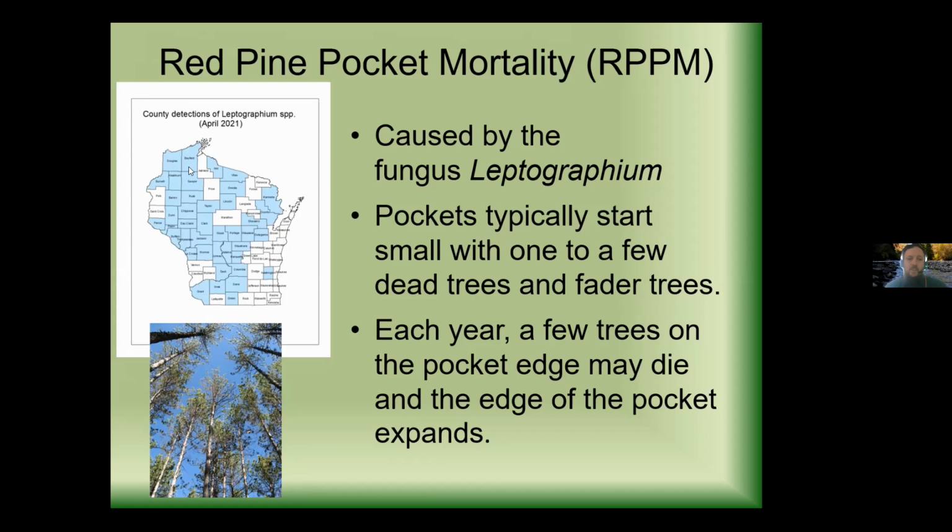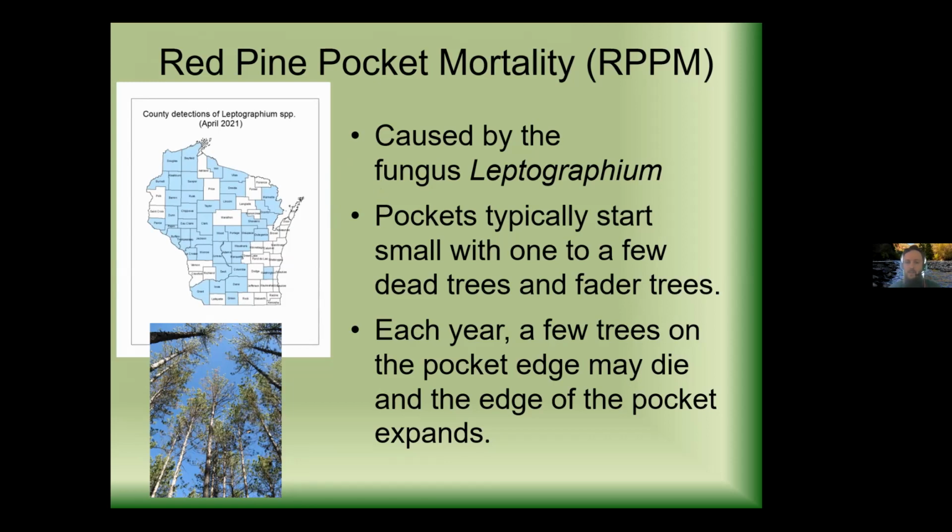County detections, you can see that it's all over. It is typically only found in red pine plantations. Not to say there couldn't be one, but that's where we find it. Pockets start with one or a couple dead trees, and then we got these things we call fader trees. So typically the way we find this is the forester is out working in your woods, and they come across 2 or 3 dead red pines, and they look up, and those are dead, but the ones around them are fading, right?